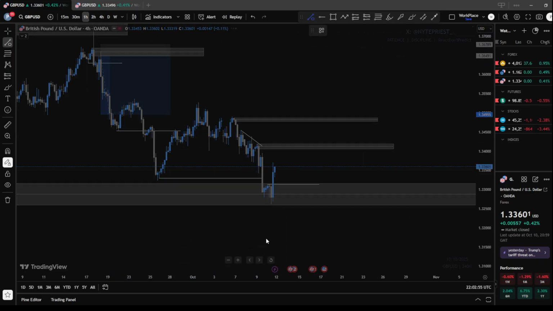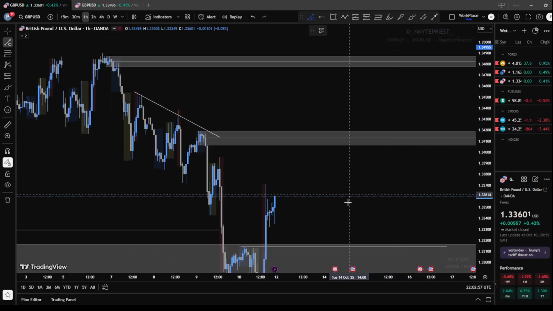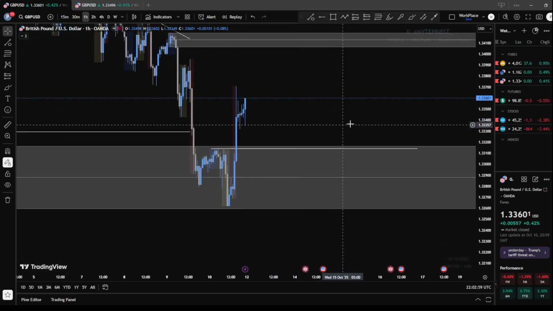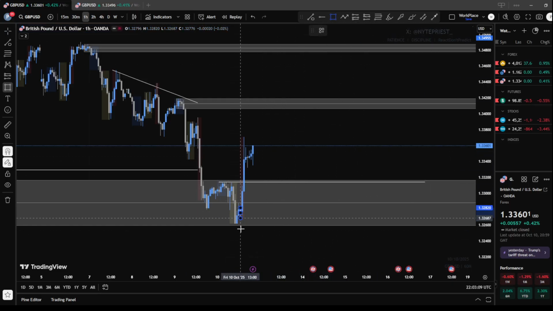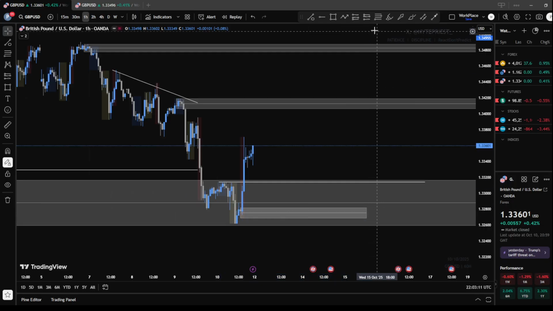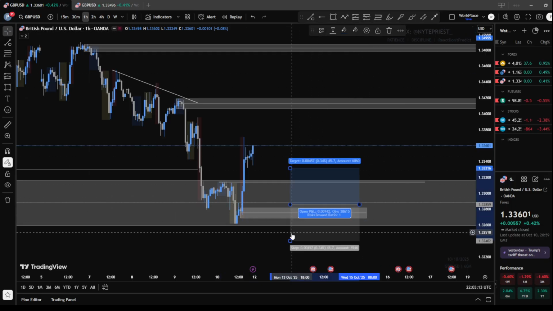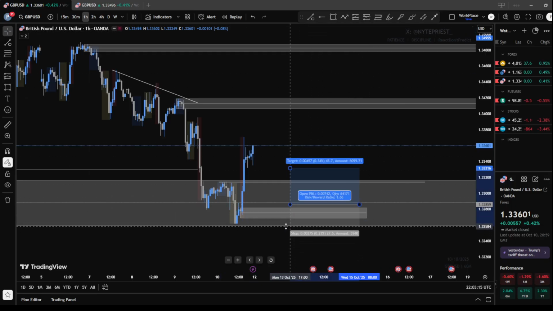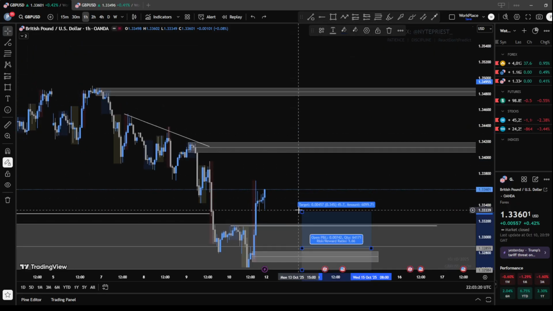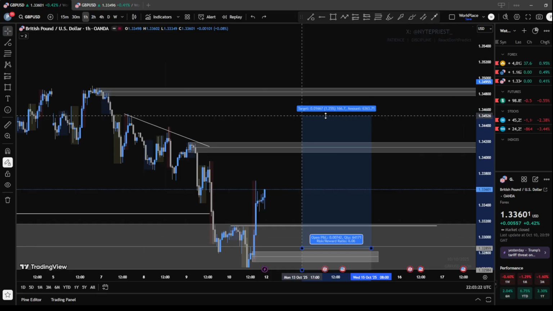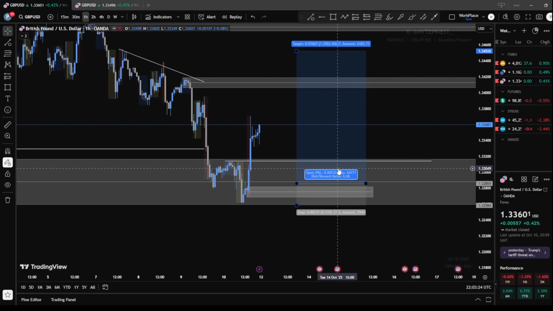Okay. So on the 1-hour time frame, I'll be looking for a buy on this zone. Okay. My stop loss below to tackle this liquidity. That's my narrative for the trade.